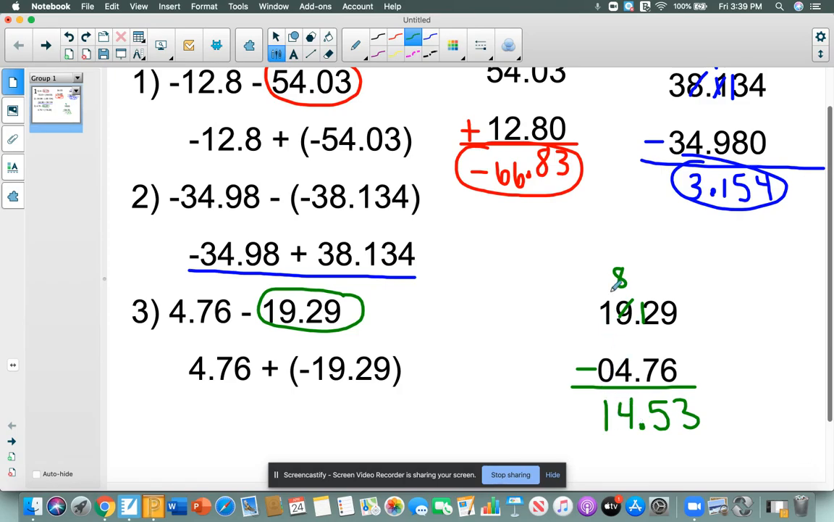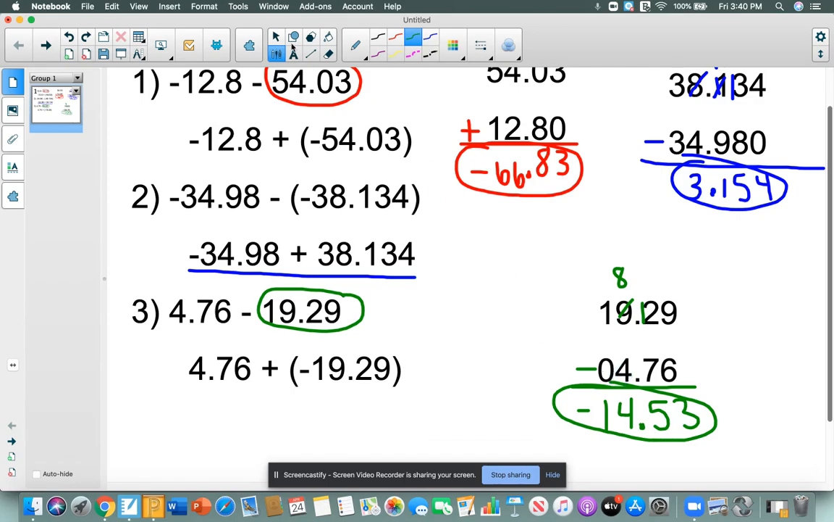I put the 0 there just for the placeholder, just so you guys knew that you didn't mix it up or didn't line up the decimals correctly, the same rules still apply. Always line up your decimals, always subtract like you normally would. Now we always ask ourselves before we circle, should my answer be positive or negative? Well, look which number has the bigger absolute value. Which one's farther away from 0? Negative 19 or 4? Negative 19 is farther away from 0. So we say it is a negative 14 and 53 hundredths.